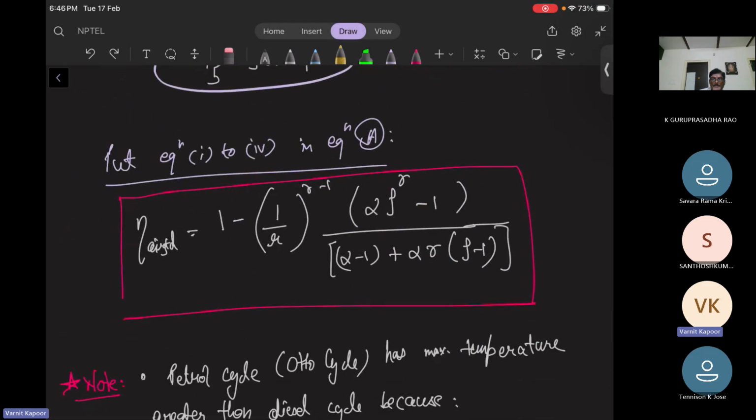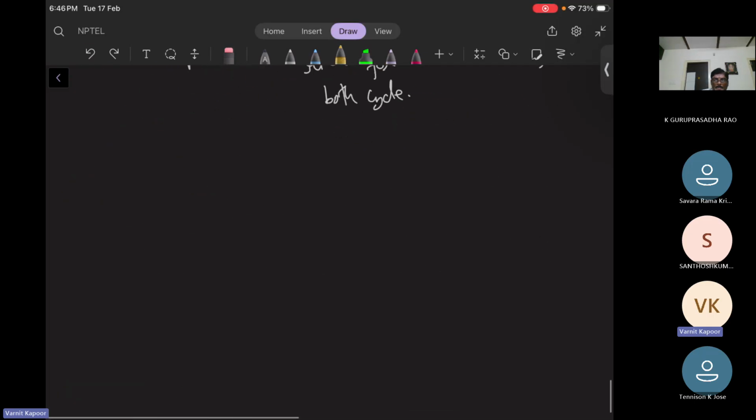Now we come to the equation for the air standard efficiency of a dual cycle, also called the semi-diesel cycle. Let me write here: air standard efficiency of a dual cycle. Now if you see here, the efficiency depends on r, the compression ratio, rho, the term gamma, and the term alpha. Now we will see which value affects the efficiency, one by one.